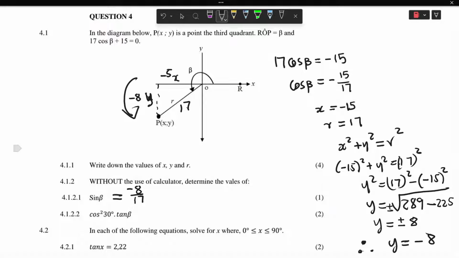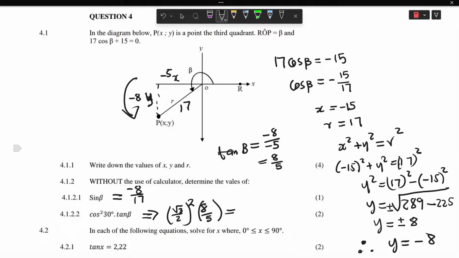Okay. And now, what about this one? Cos 30 is a special angle. Cos 30 is the same as root 3 over 2, and then you square that. What about tan? Tan beta is equal to negative 8 over negative 15, which is 8 over 15. Then you replace it here. Then from here, you press your calculator. And then that is what we are going to have.